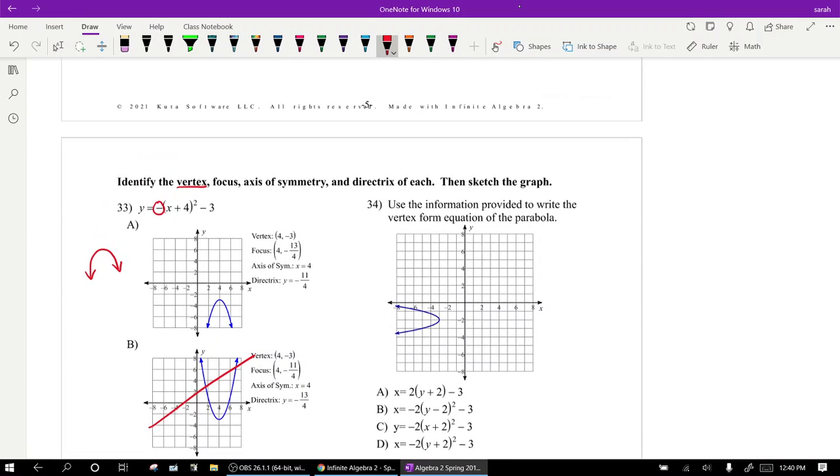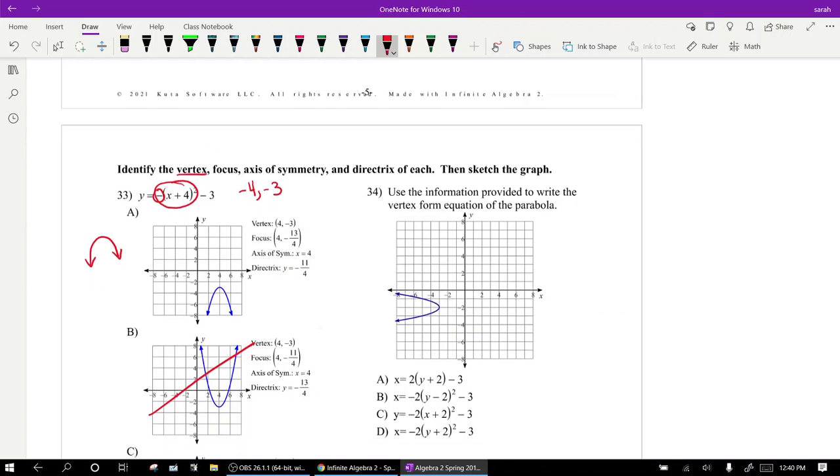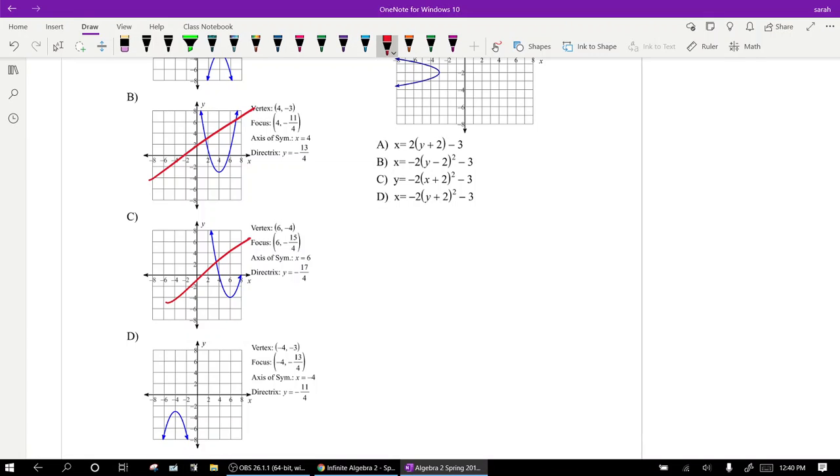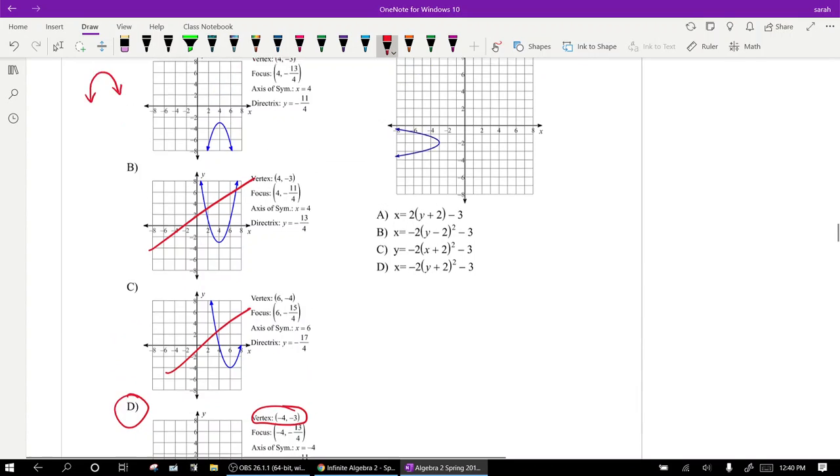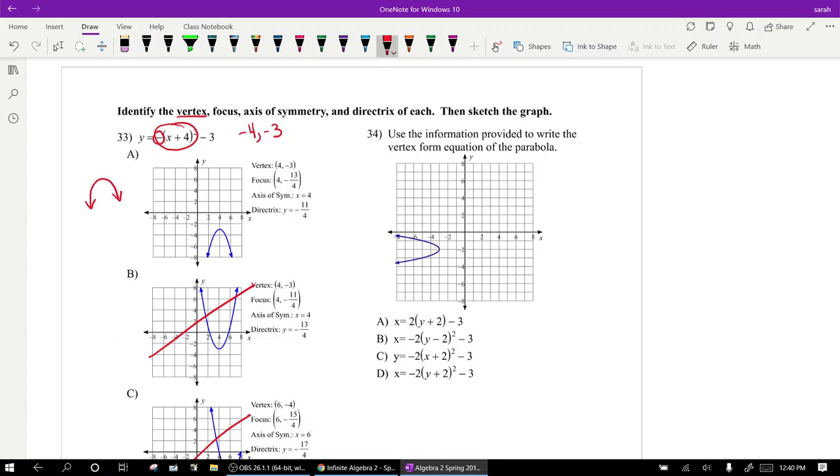The next thing I'm going to do is look at my vertex. So I see that when x is negative 4, that would make this whole thing 0. When x is negative 4, y is negative 3. All right? So I'm going to look for a vertex at negative 4, negative 3, and I only have to look at A and D. And D, the vertex is at negative 4, negative 3. So I really don't even have to go any further than that. I can automatically see that 33 is D.